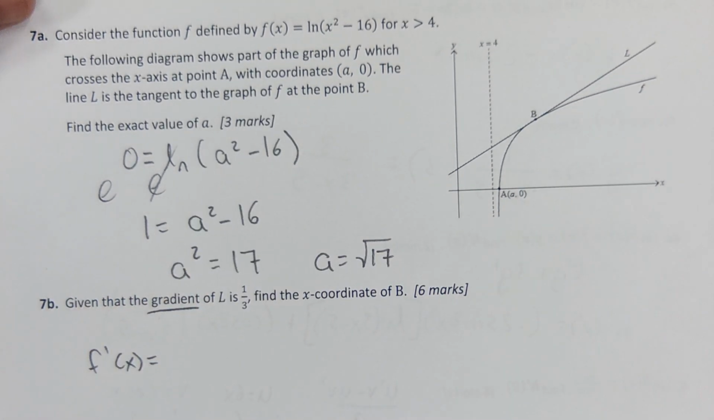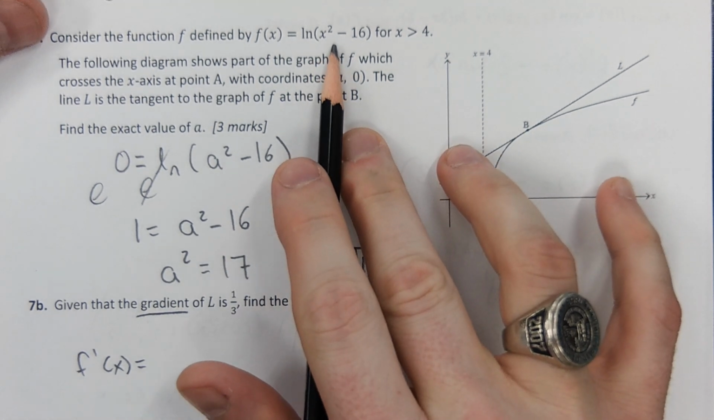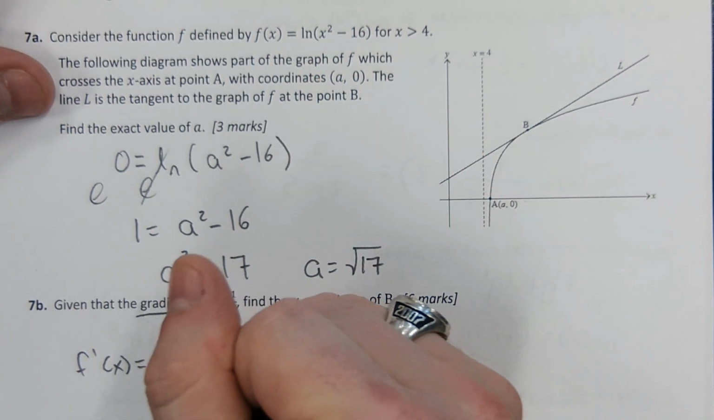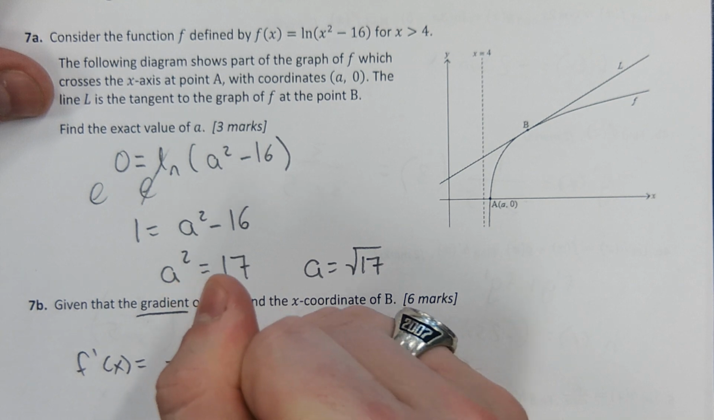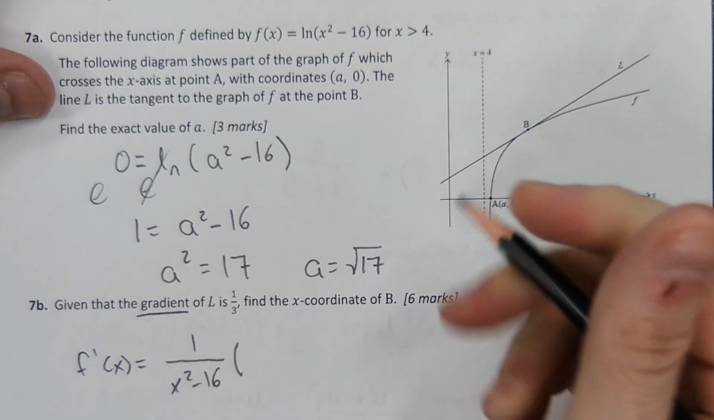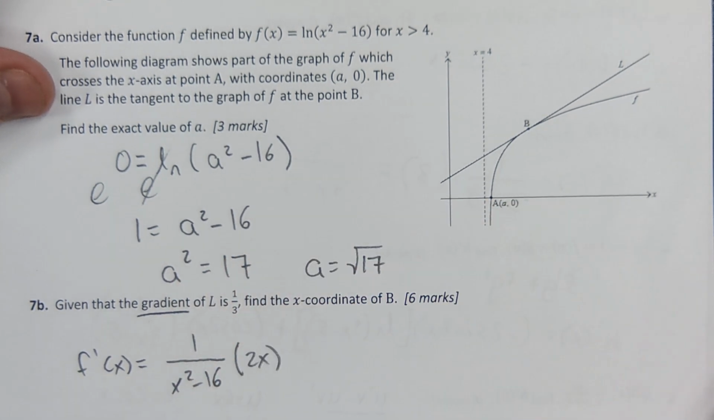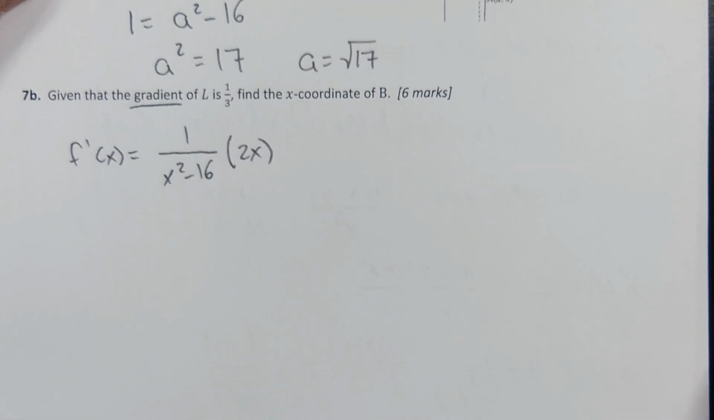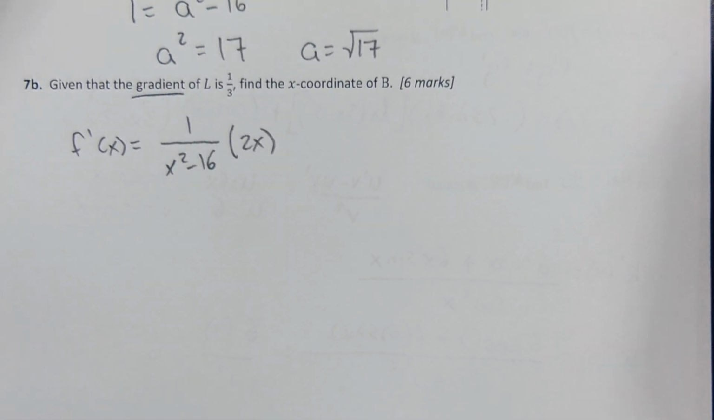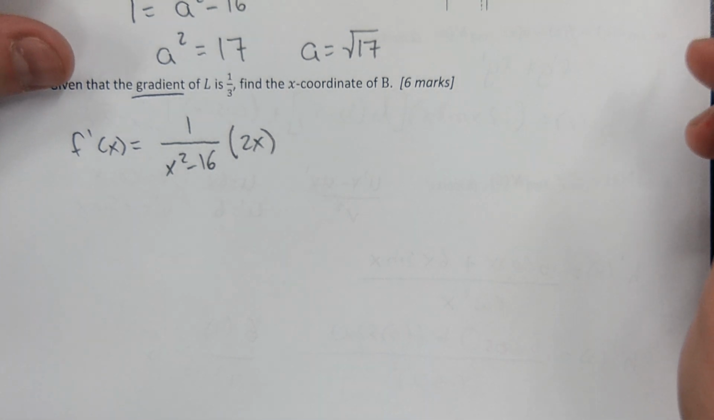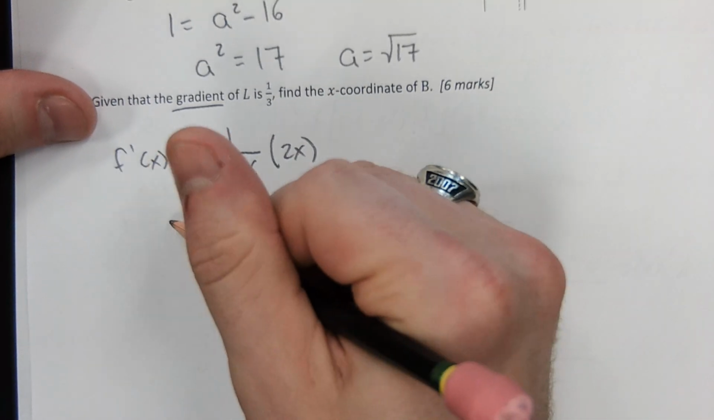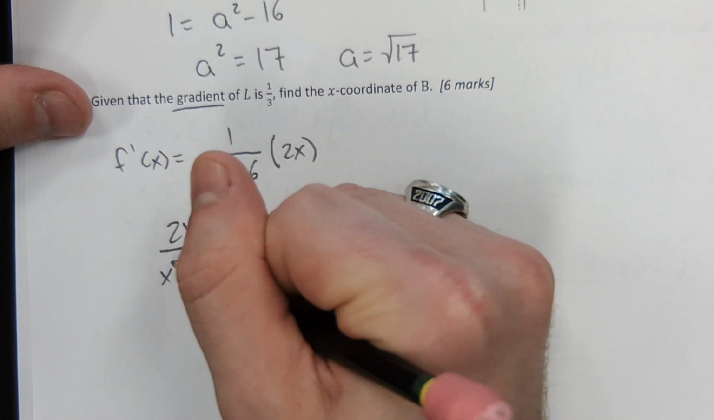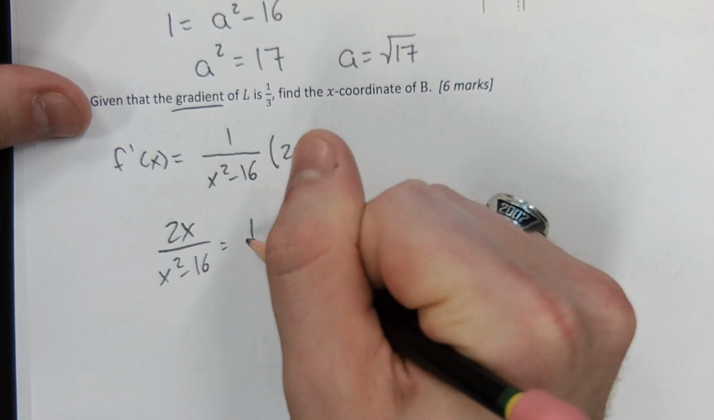Okay, here we go. The derivative of every natural log is 1 over its argument times the derivative of its argument. And we were specifically told that that slope gradient is 1/3. So 2x over x squared minus 16 equals 1/3.